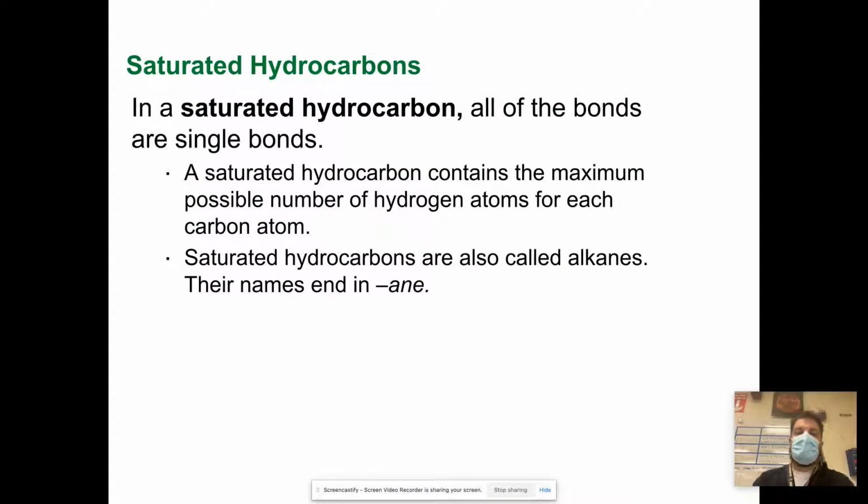A saturated hydrocarbon, in a saturated hydrocarbon, all of the bonds are single bonds. A saturated hydrocarbon contains the maximum number of hydrogen atoms for each carbon atom. Saturated hydrocarbons are called alkanes, and they end with A-N-E. Okay, this is going to be on your reading guide, so pay attention. All right, we're going to ask you what is a saturated hydrocarbon and what is an unsaturated.